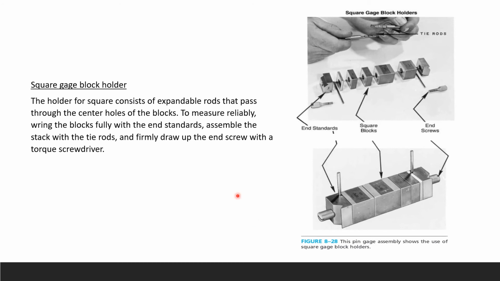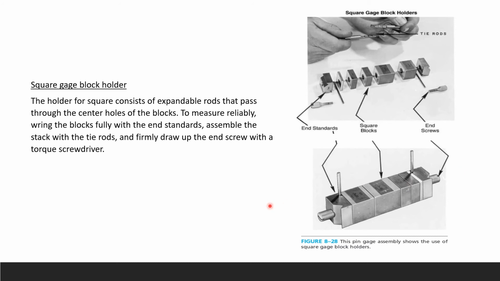So here is an example of a gauge block holder. As you can see right there, it's holding a stack of blocks, okay? So here you can see your end standard. That's nothing but your standard block. And then your end screw is here to hold that stack. And you also have a square block in between them. So this pin gauge assembly shows the use of a square gauge block holder, okay?